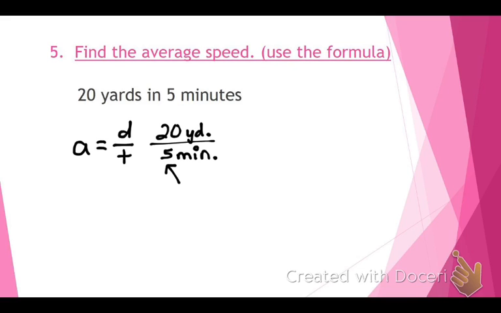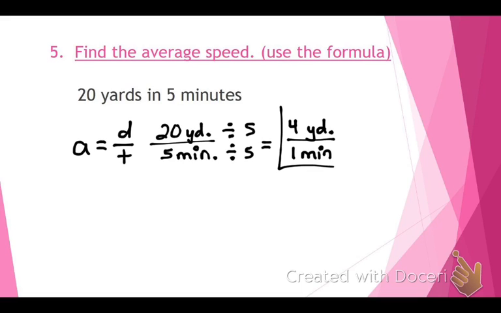I want you to find out how many yards that would be in 1 minute. What do I need to divide by to get my denominator of 1? 5. Divide by 5 on top and 5 on bottom, and when you do that, what do you get? 24 yards over 5 minutes equals 4.8 yards per minute. So within 1 minute of time, they're going to travel 4.8 yards.